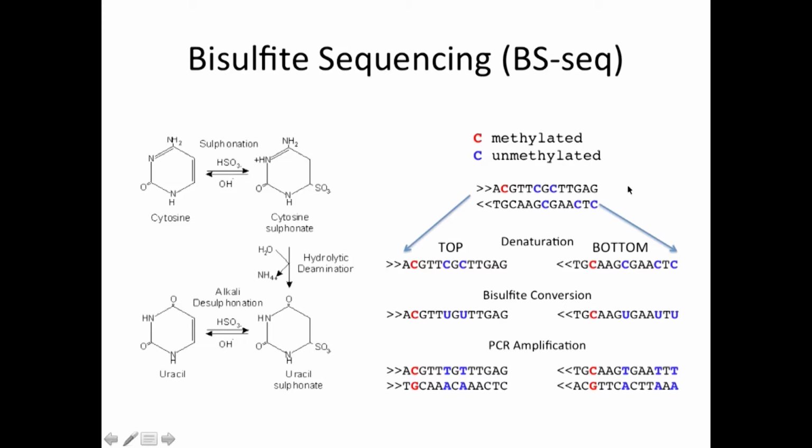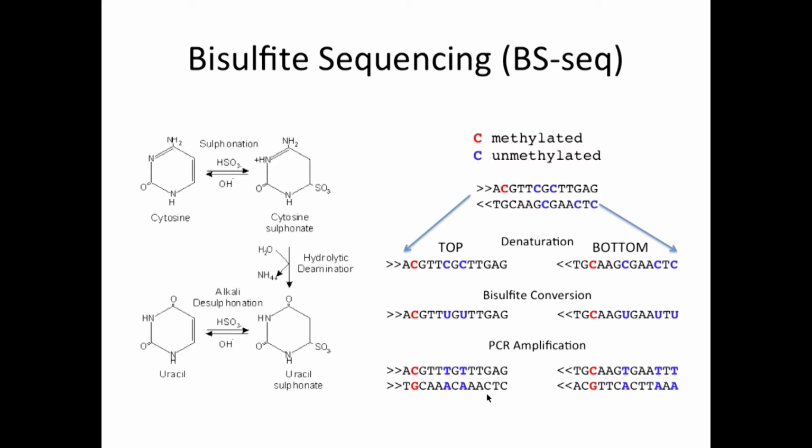What I'm showing you here is the top and the bottom strand, with both methylated Cs and unmethylated Cs. You denature the DNA, and then bisulfite converts. The two strands that become converted are no longer able to anneal to one another because they're no longer complementary. Then the deaminated Cs get converted to T when you do the PCR amplification, and then you have 4 unique strands, whereas before you had 2.